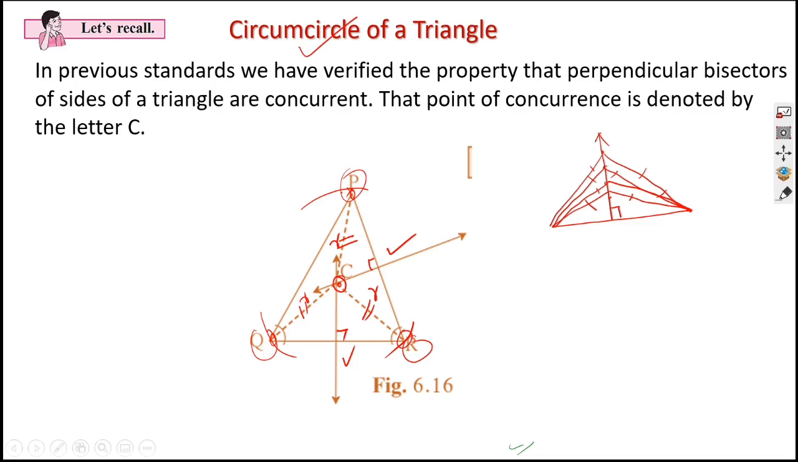In the earlier case, the circle was inside the triangle, so it was named as incircle. This time the circle is touching the vertices of the triangle and the triangle is inside. So a triangle is covered by a circle. So let us go for its construction.